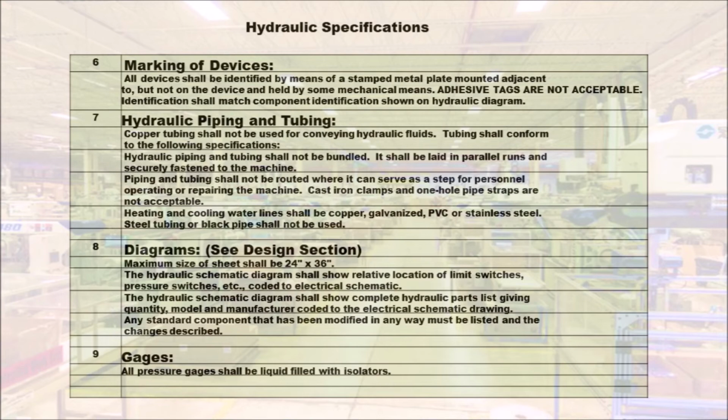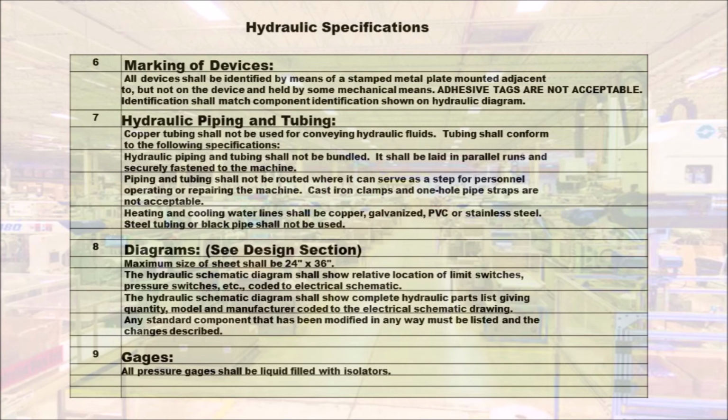Hydraulic piping and tubing. Copper tubing shall not be used for conveying hydraulic fluids. Tubing shall conform to the following specifications. Hydraulic piping and tubing shall not be bundled. It shall be laid in parallel runs and securely fastened to the machine. Piping and tubing shall not be routed where it can serve as a step for personnel operating or repairing the machine. Cast iron clamps and one-hole pipe straps are not acceptable.